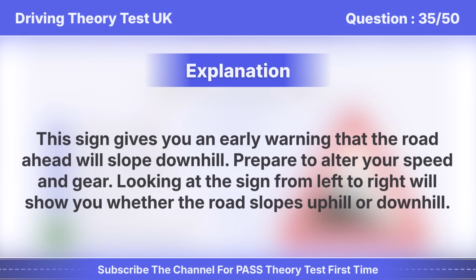This sign gives you an early warning that the road ahead will slope downhill. Prepare to alter your speed and gear. Looking at the sign from left to right will show you whether the road slopes uphill or downhill.